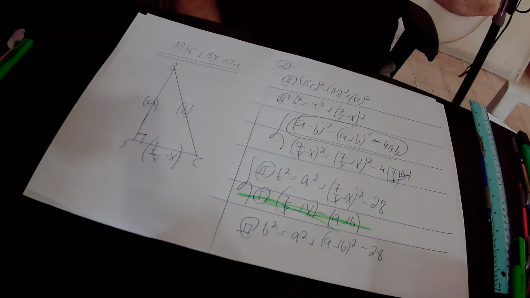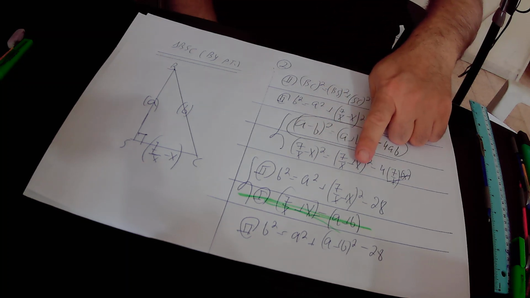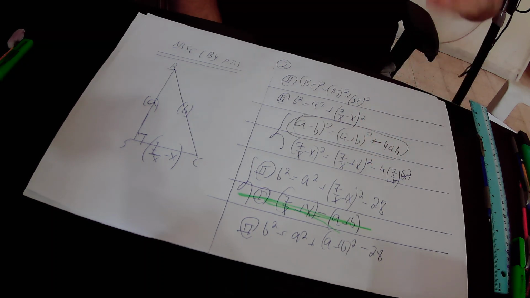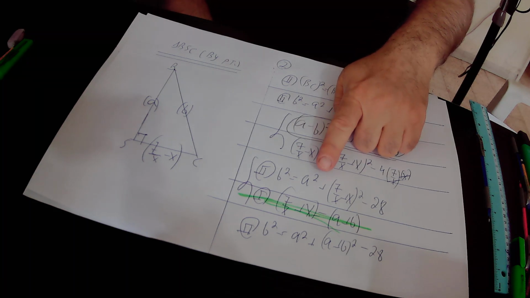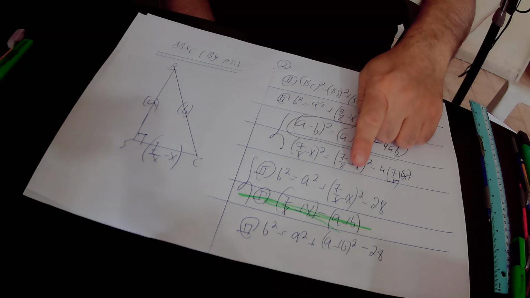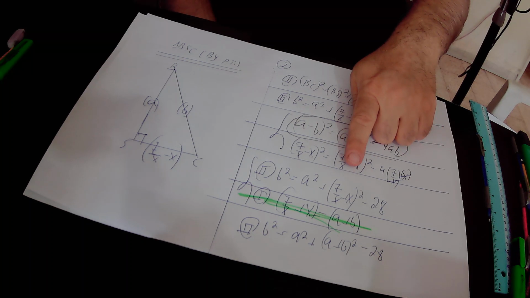So if we're going to actually found out that b squared equals a squared plus 7 over x plus 7 over x plus x squared minus 28. This is according to equation 2. Well, according to equation 1, we already found out that 7 over x plus x equals a plus b. Therefore, we can substitute 7 over x plus x in this equation 2 by a plus b.